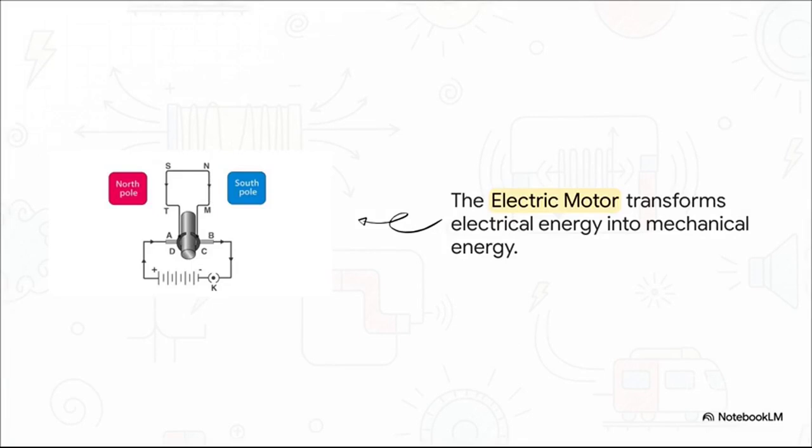Using that left-hand rule we just practiced, imagine current flowing through a rectangular coil sitting between a north and south magnet. The interaction creates an upward force on one side and a downward force on the other. This makes the entire coil spin. It's the exact same tech working away inside your electric fans and washing machines.